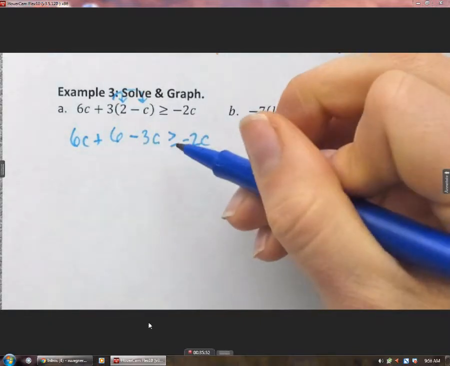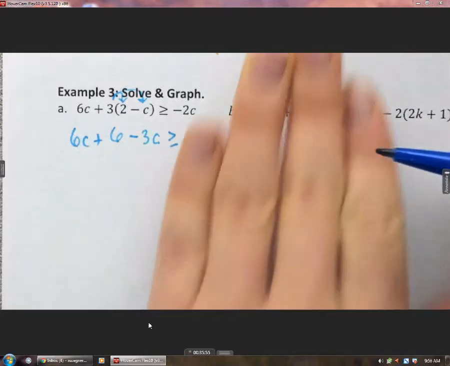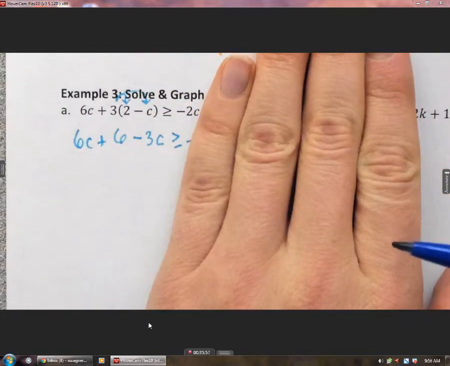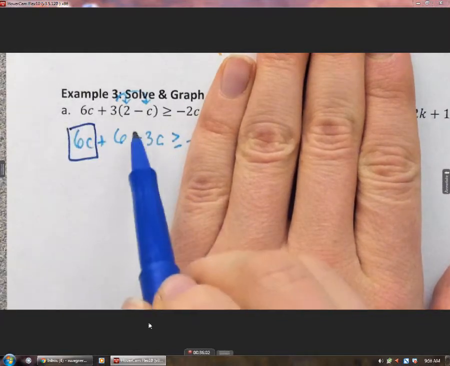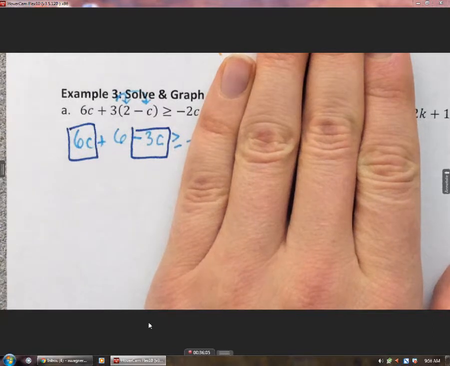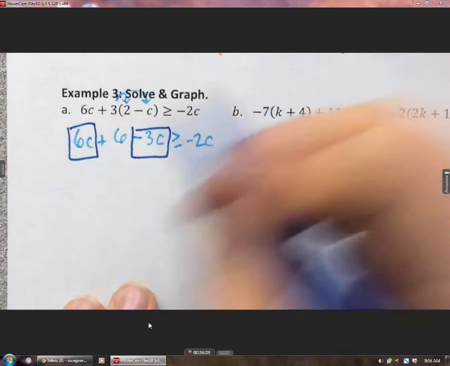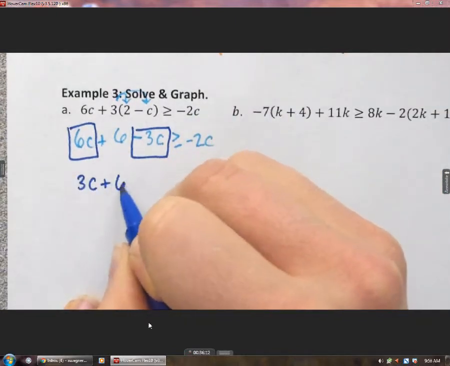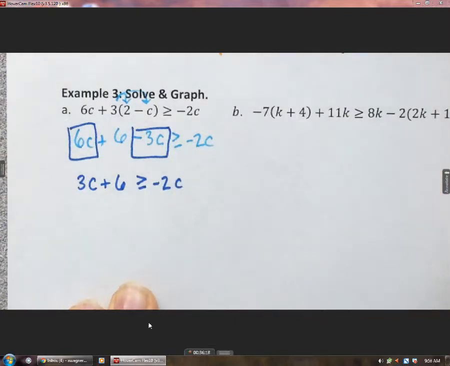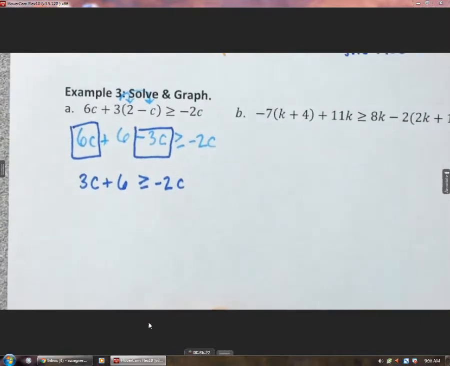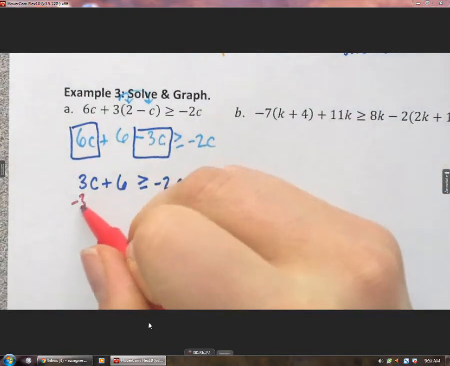Just like if we pretended like this was an equal sign, how could I simplify this side over here? Combine like terms. 6C minus 3C. What does that turn into? 3C. 3C plus 6 is greater than or equal to negative 2C. Then what? Minus 3C.